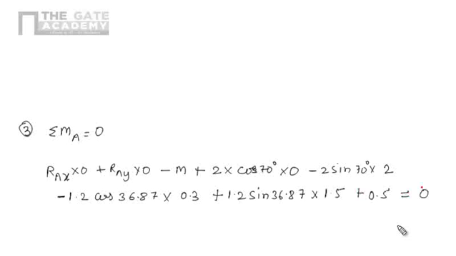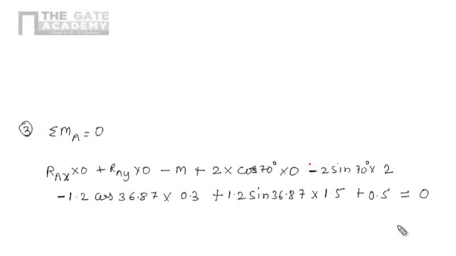So again we can cross check it. Due to RAX and RAY, the moment at A will be 0 because the perpendicular distance is 0. We already assumed some moment in the anti-clockwise direction, that's why we are taking minus M. The component of 2 kilonewton has two components, 2 cos 70 and 2 sin 70. For 2 cos 70, the perpendicular distance is 0. For 2 sin 70, the perpendicular distance will be 2. But the direction of moment is anti-clockwise, that's why it is negative.